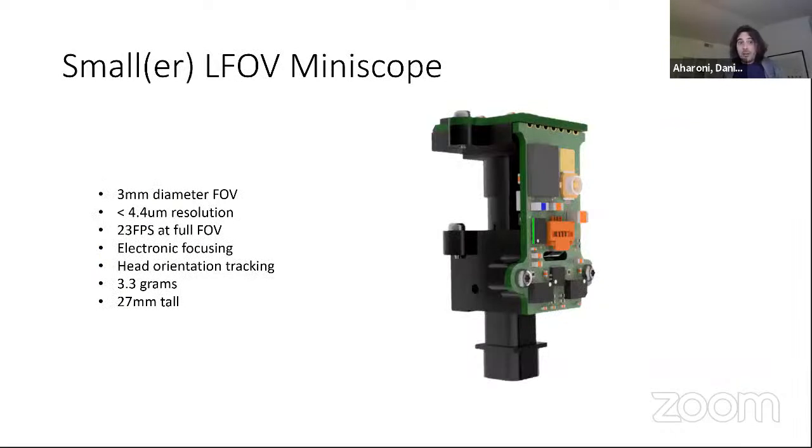Also, this postdoc, just because it seemed possible, decided to try to make a smaller version of this large field of view miniature microscope. We don't really have a great name for this yet, but this is a large field of view microscope that's small enough to be worn on a mouse, so about 3 grams. That gives us about a 3 millimeter diameter field of view.